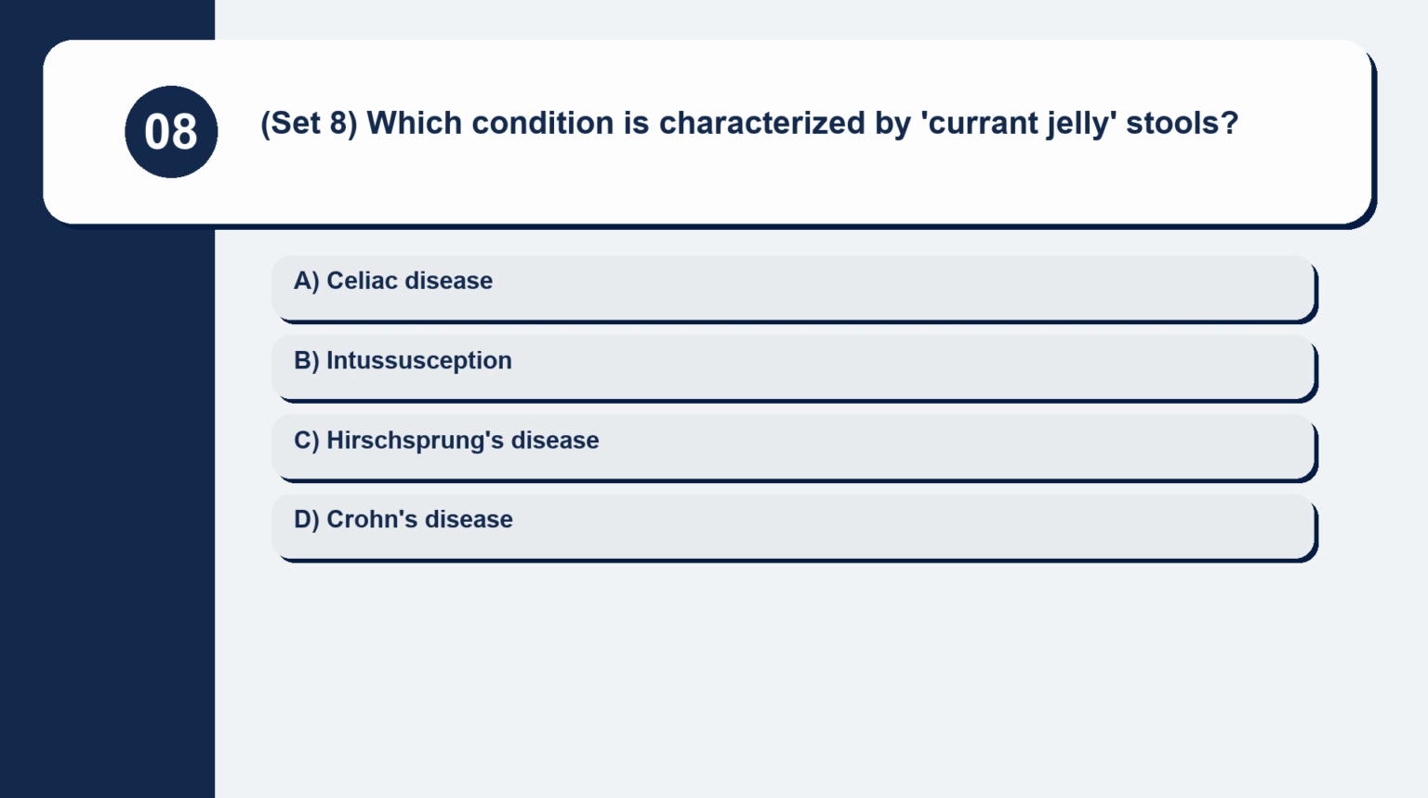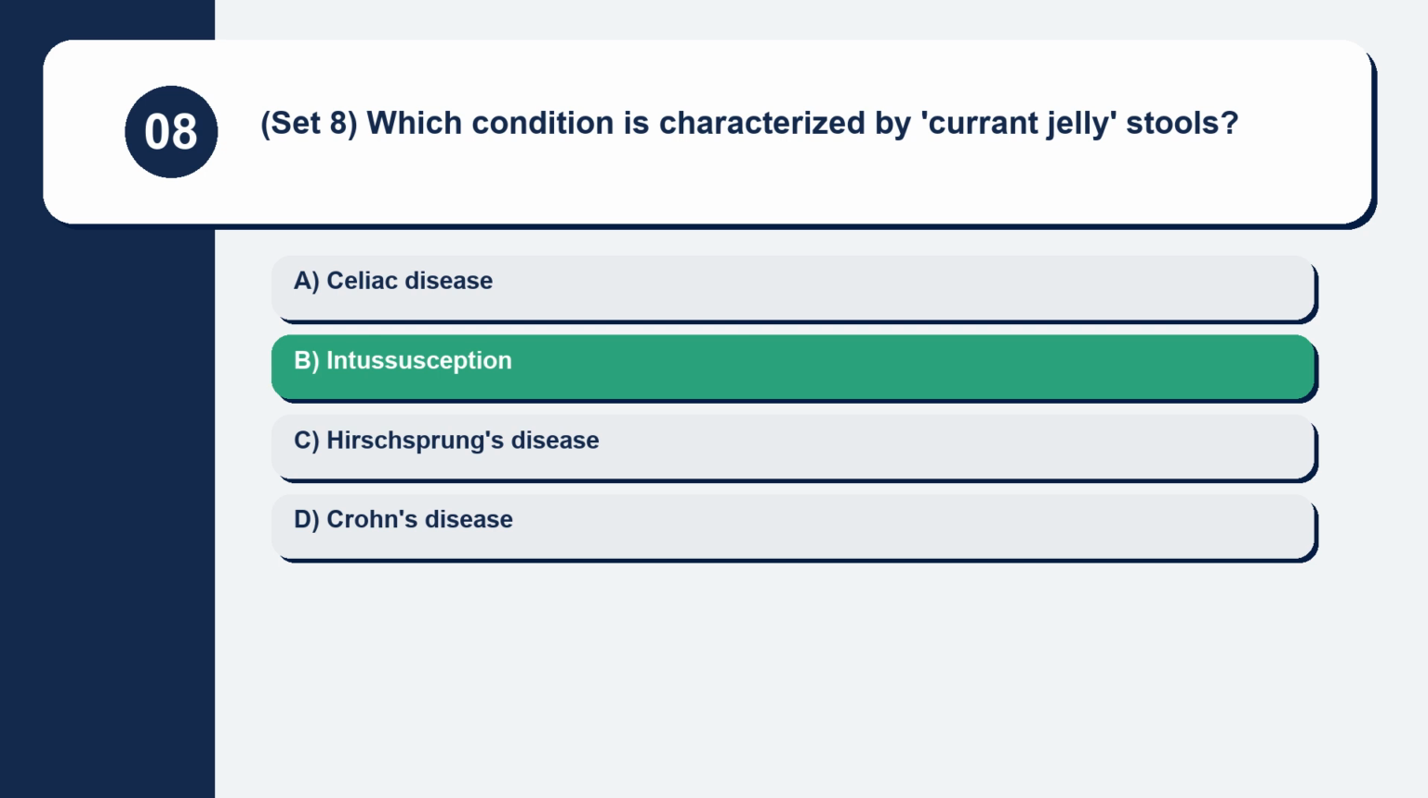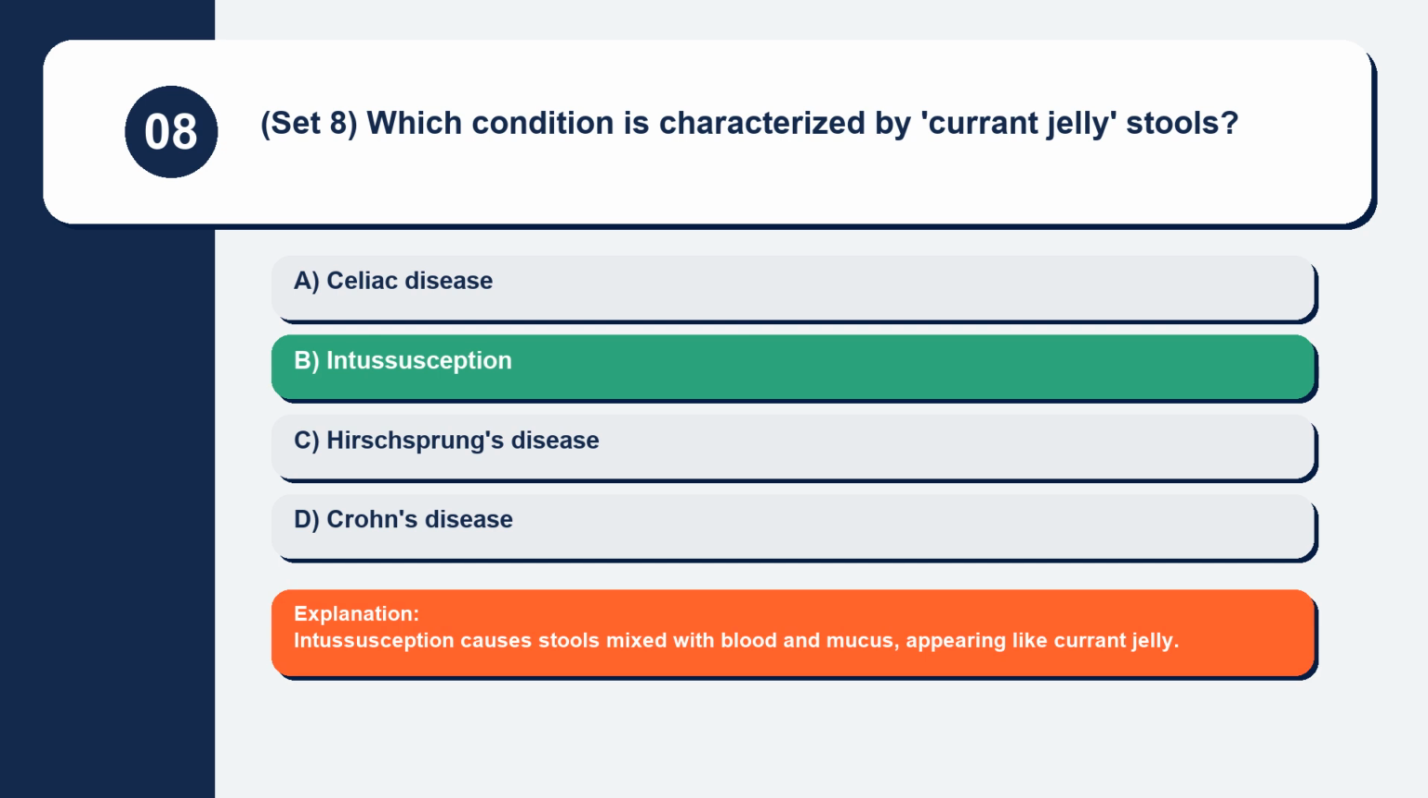Question 8. Set 8. Which condition is characterized by currant jelly stools? Celiac disease, intussusception, Hirschsprung's disease, Crohn's disease. Intussusception causes stools mixed with blood and mucus, appearing like currant jelly.